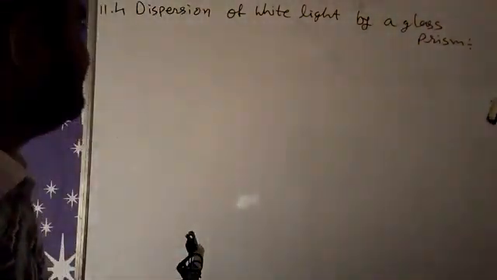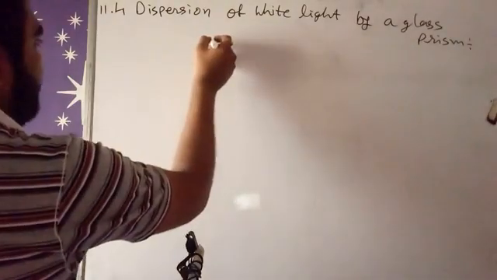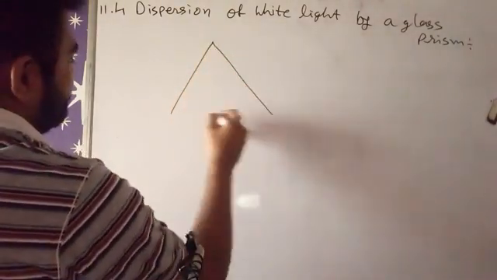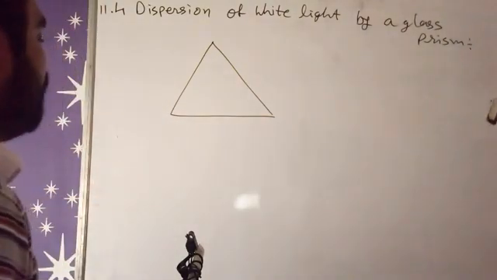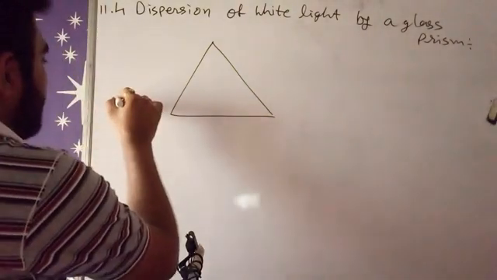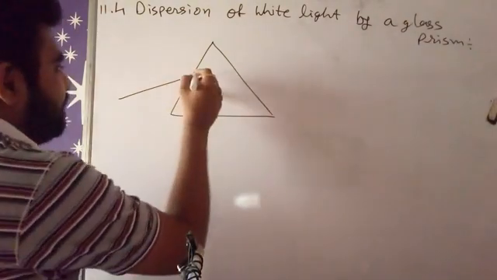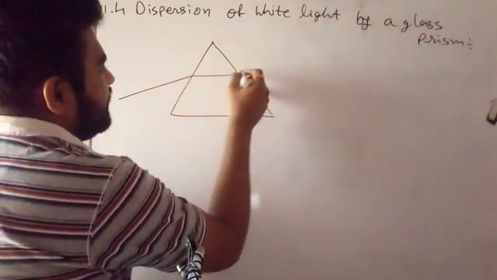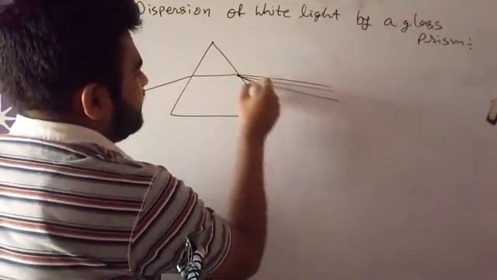Now our topic is dispersion of white light by a glass prism. So it starts from if we are having one glass prism, which is an equilateral prism. Whenever white light strikes the surface of this glass prism, what happens? After getting refracted here, it will split into 7 different colors of light.